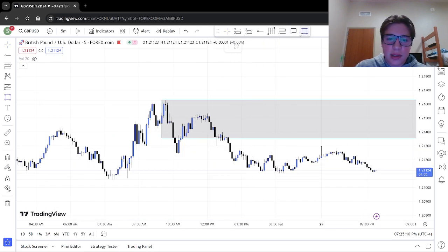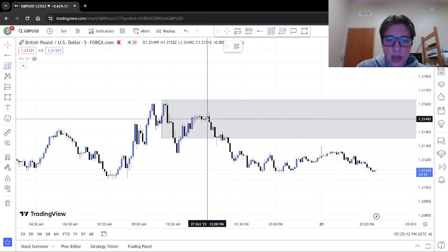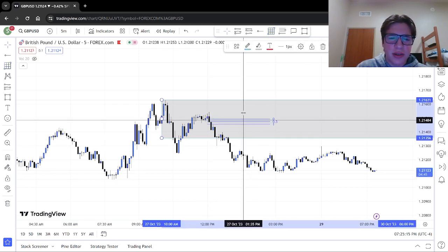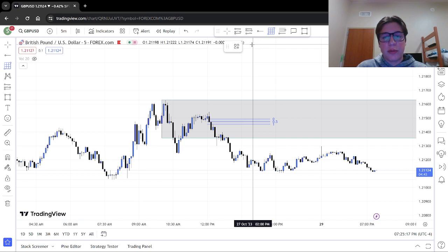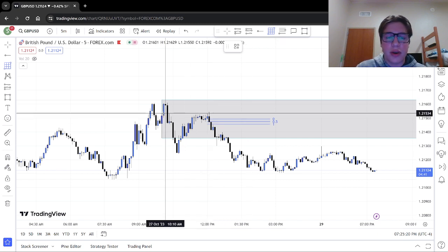So, for example, what I would do in the morning, now scale down into the 5-minute, I would start looking for imbalances. I can see one right here. That's not a very strong one. The type of imbalances I prefer the most are very, very aggressive ones.